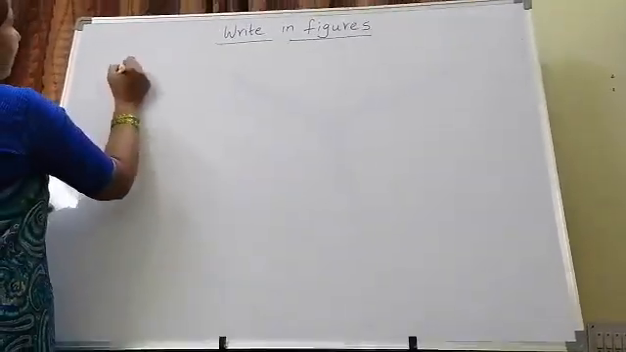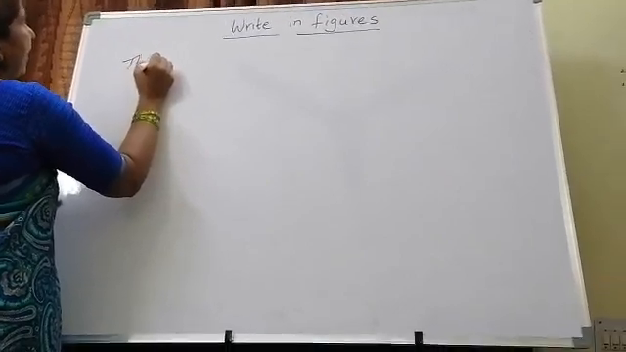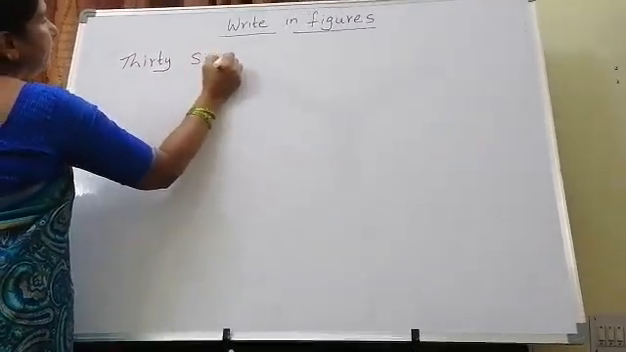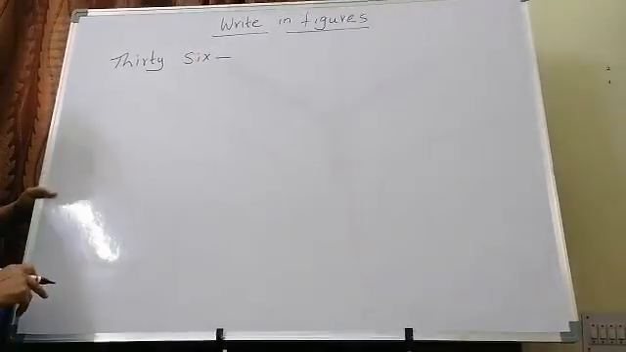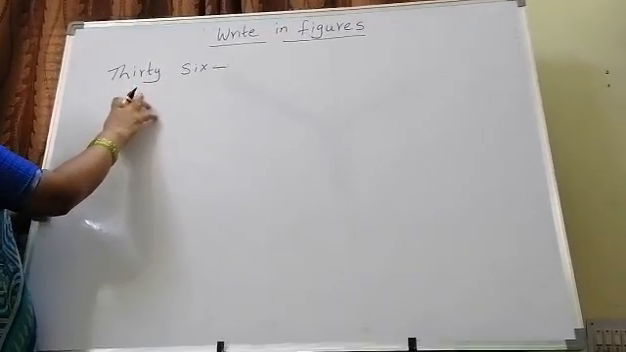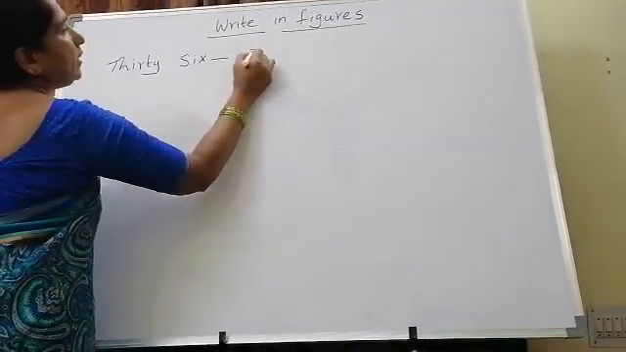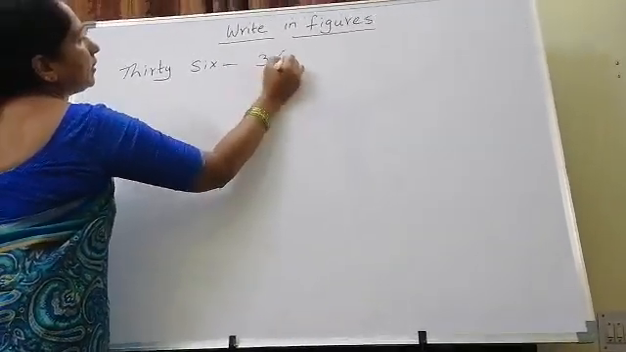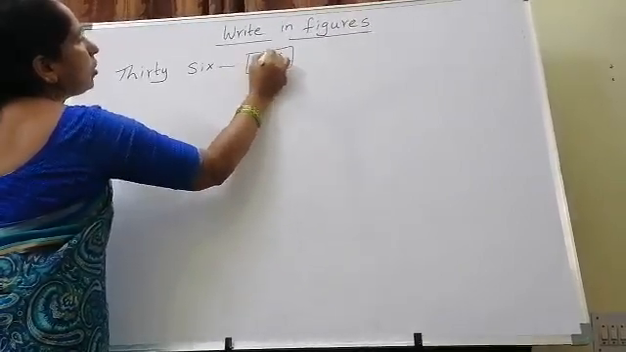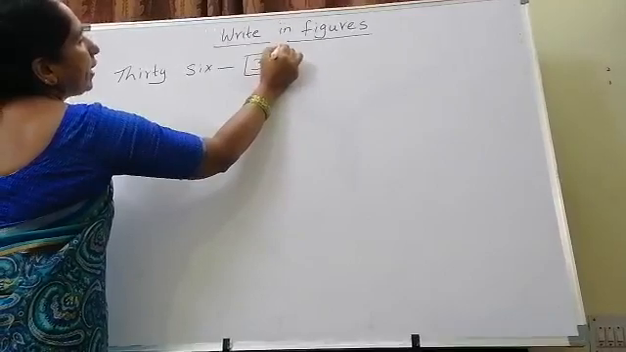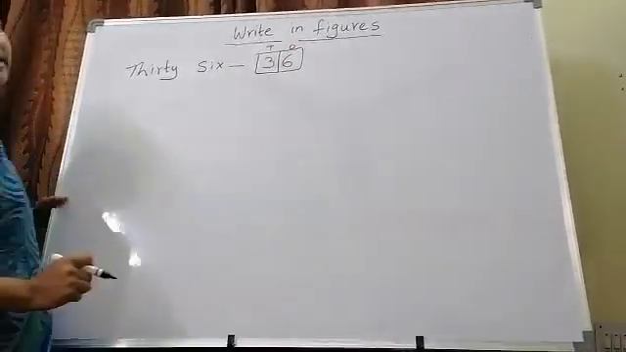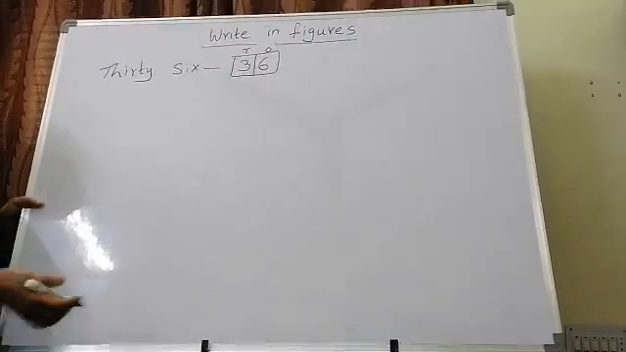For example, THIRTY, 30, SIX, 6, 36. 30 means 3 tens. If you want, you can write here. Again, you can write these numbers in one box. After writing the numbers, write the place values. 3 is in tens place, 6 is in ones place. 36.